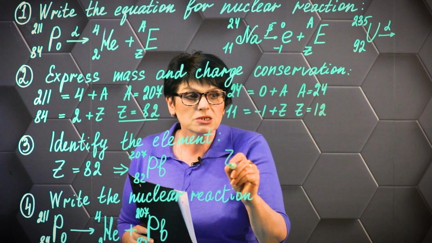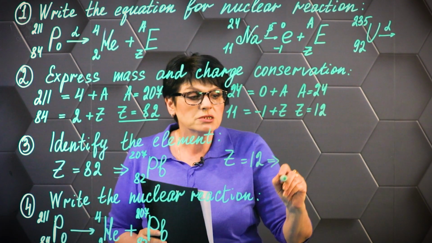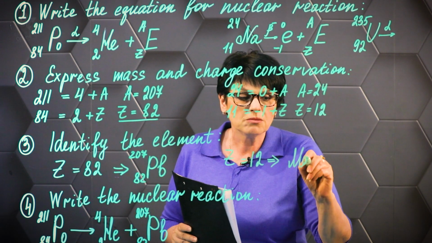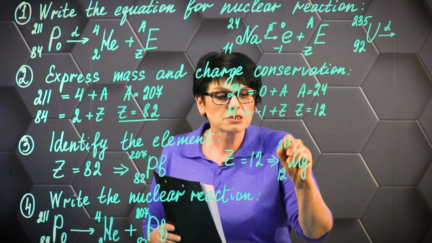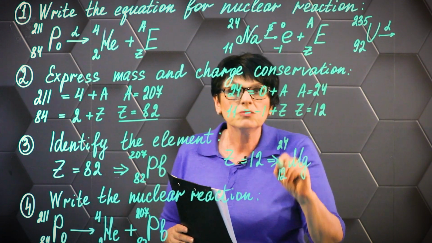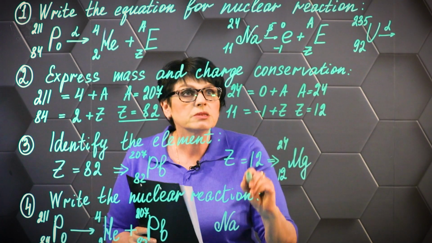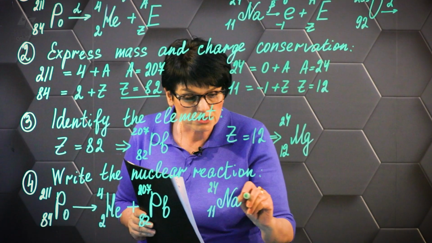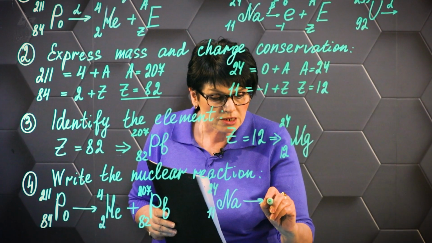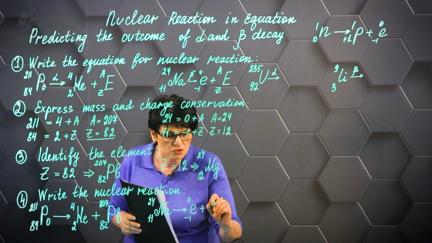So since Z is 12, we conclude that this element is magnesium, number 12 and mass 24. And then we can write our equation with a specific daughter element: sodium 11, 24, with beta decay, minus 1 and 0 for the electron, and we've got magnesium 12, 24.